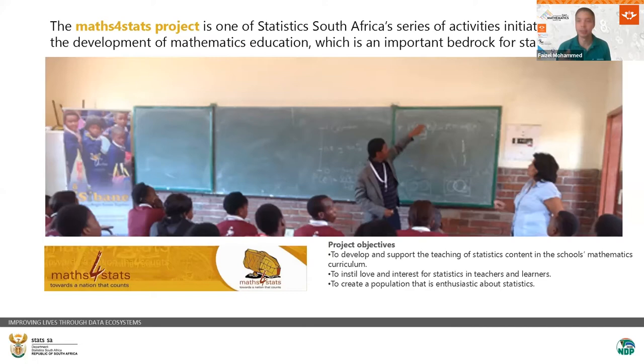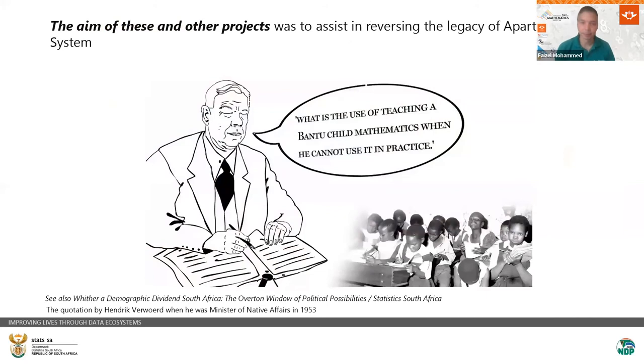But I mentioned the history. Going all the way back to 1953, this is the legacy we have to deal with. When we had Hendrik Verwoerd say, what is the use of teaching a Bantu child mathematics when he cannot use it in practice? This is the legacy we deal with today. This is the legacy you are overcoming by being here, by studying maths, by telling that legacy, no, you don't write my story. I write a different story. This is the legacy that we want to overcome. But this legacy sits with us today.